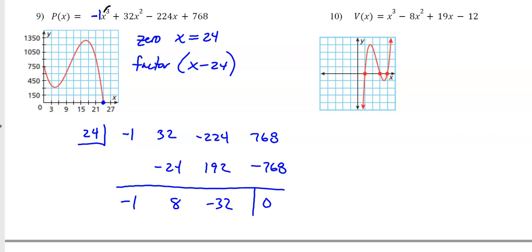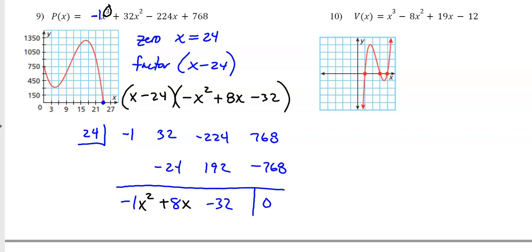So since this is x to the third, got to go 1 less. This is x squared, this is x, and this is my number. So I now have the other factor. So one factor is x minus 24. Got that from the graph. Synthetic division gives me this other factor right here. And now I have both factors that give me that expression up above. But without the graph, I really couldn't have got started.